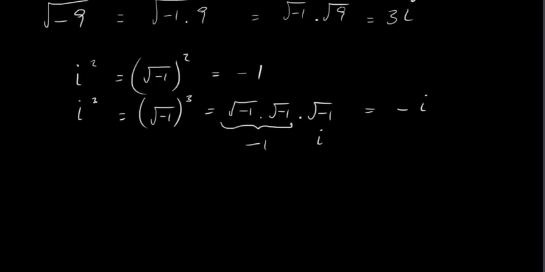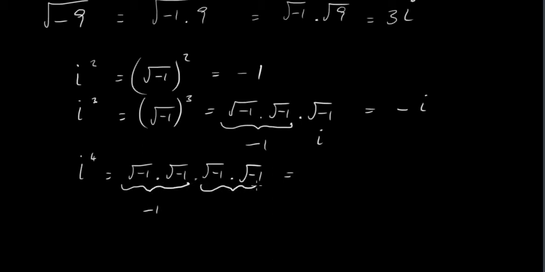Let's try another one. Let's say i to the power of 4. Well, that's just the square root of minus 1 times the square root of minus 1 times the square root of minus 1 times the square root of minus 1. These two here will give me minus 1. These two here will give me minus 1. Minus 1 times minus 1 is just 1. So i to the power of 4 will give me 1.